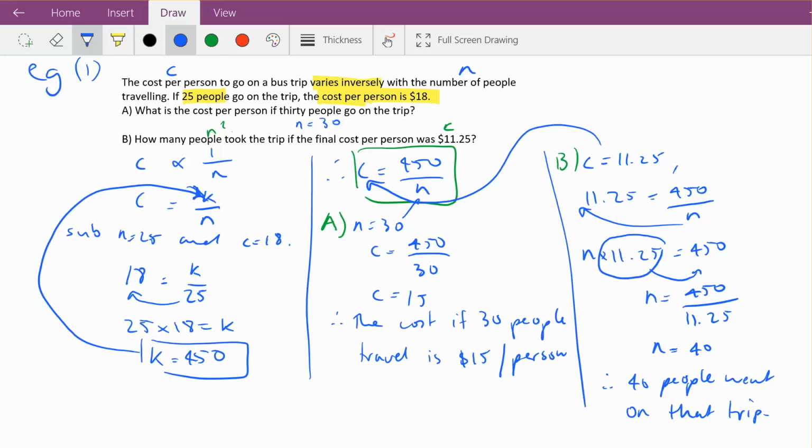Just like our direct variation, you always find k. You then sub k back in to get this equation here. That's very important because that helps us with part A and part B.